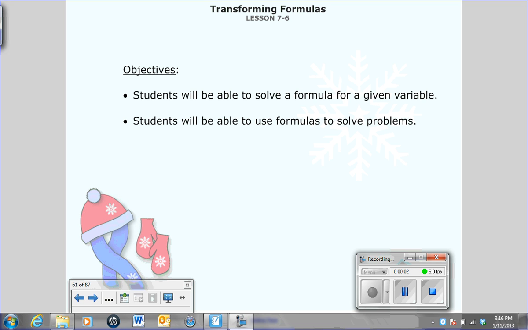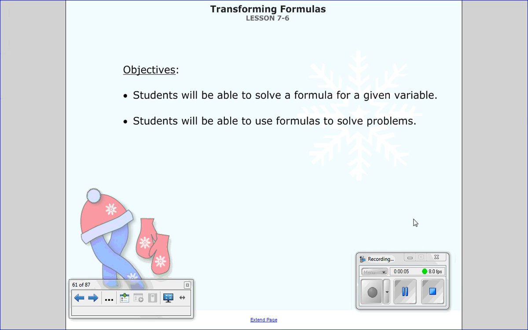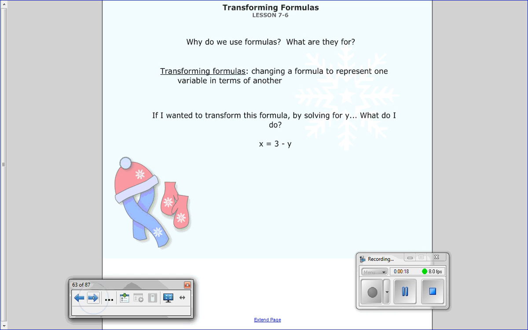Hello, 7th grade, and welcome to Lesson 7-6 on transforming formulas. In tonight's lesson, you're going to be able to solve a formula for a given variable, and you will also be able to use these transformed formulas to solve different problems. So we're going to go ahead and get started.